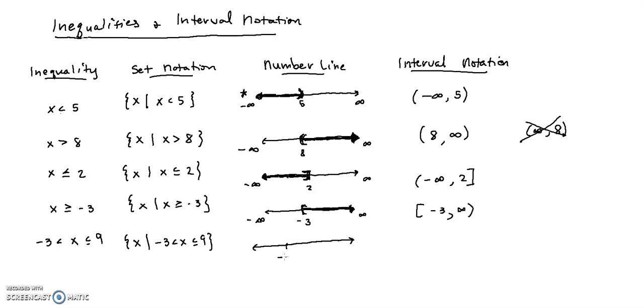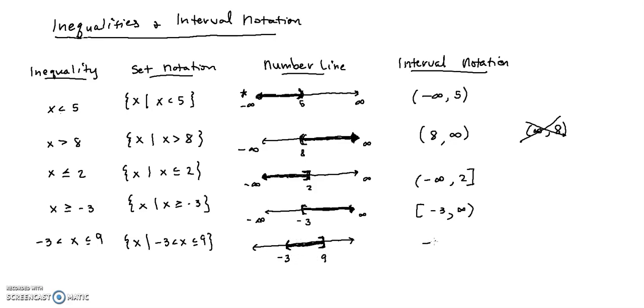Okay, so we're going from negative 3 to 9. We've got all of the numbers in between. So that's going to look like that. Now we need to decide included, not included. We're not included at negative 3, so that's going to be a round bracket. We are included at positive 9. That's going to be a square bracket. Okay, and then our interval is going to look exactly like this, with the brackets and everything.